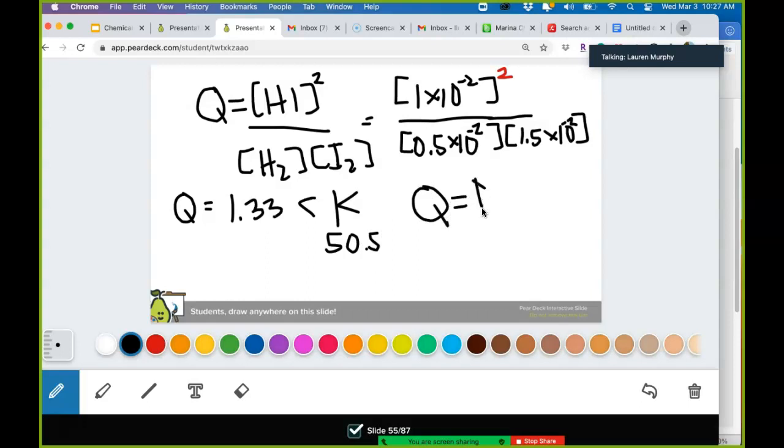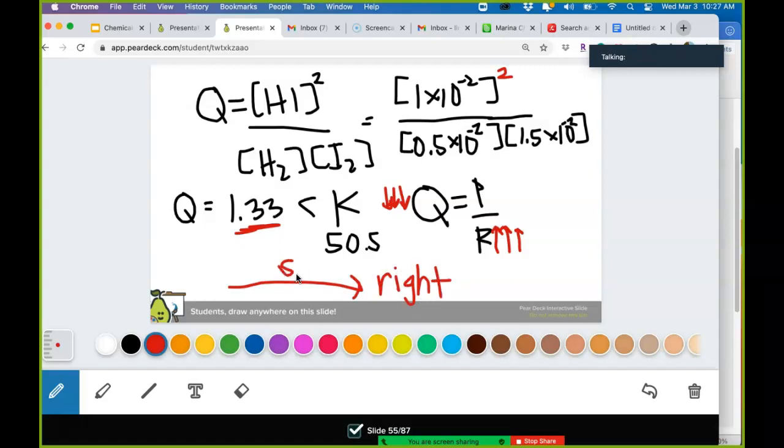So Q equals products over reactants. Right now, Q is too small. Q is much smaller. To be at equilibrium, I need to be at 50.5, and right now, given this scenario, I'm at 1.33. And that's because I have too many reactants. Too many reactants will give me a Q that's too small. I don't want too many reactants, so what am I going to have to do? I'm going to have to shift to the product side, or to the right, so that I can increase my products.